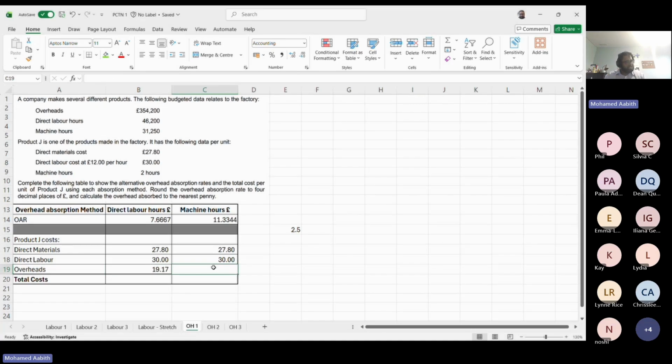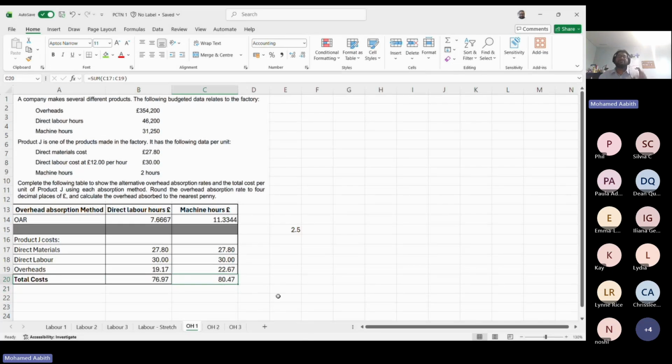But what if I'm doing it with the machine hour? Per hour, how much are we charging? £11.3344. Now, for 1 hour, that is the rate. So how much for 2 hours? It is times that by 2, because they have given us how many hours they used here. So it is going to be £22.67. And what is the total cost in that scenario? The total cost is going to be whatever you have on those 3 cells added together. And it gives you, with the labor method, £76.97.